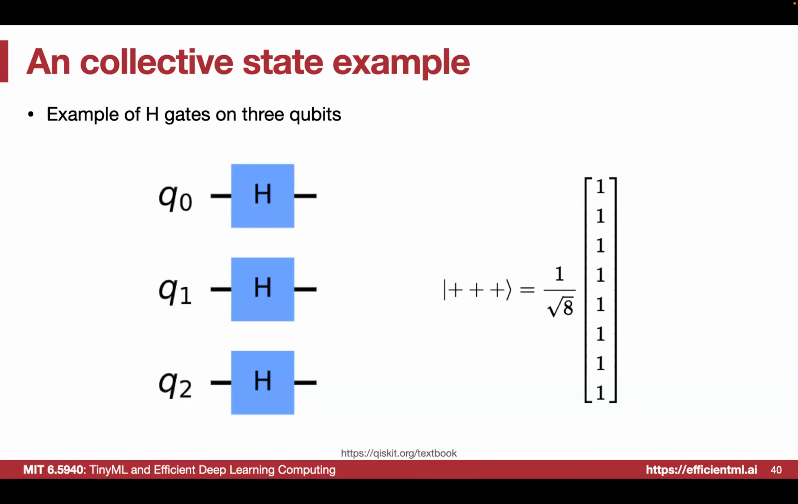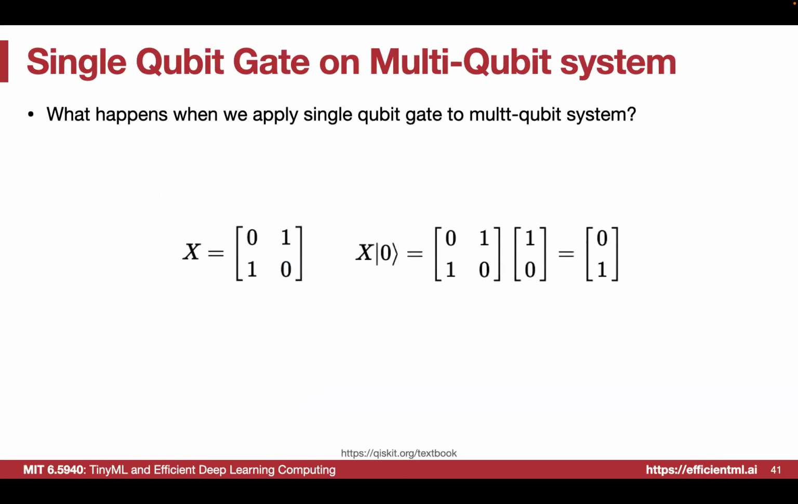We can create this all plus state. Sorry, it's an all plus state, which is 1 over square root of 8 of all the states being 1. So these 3 gates can create this very interesting, equally distributed state.